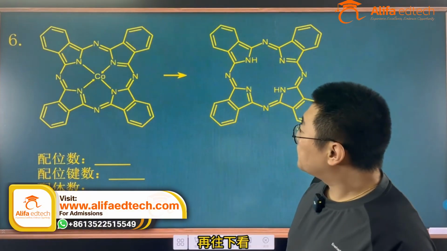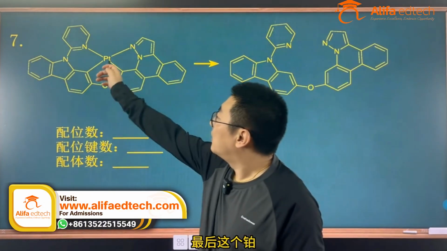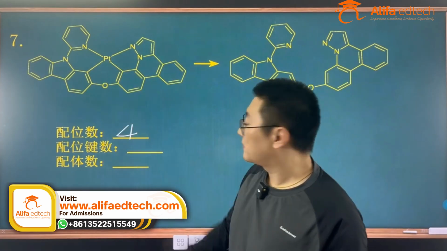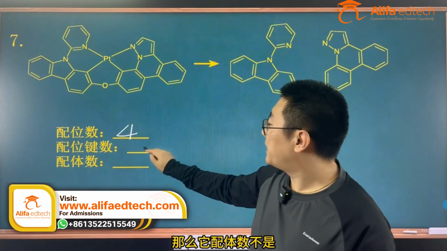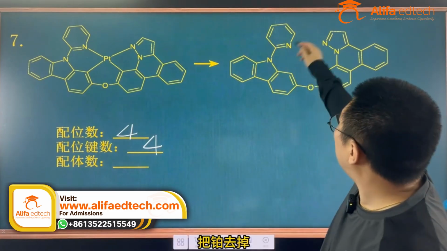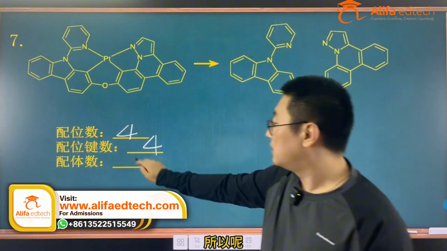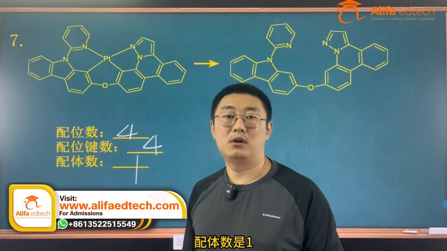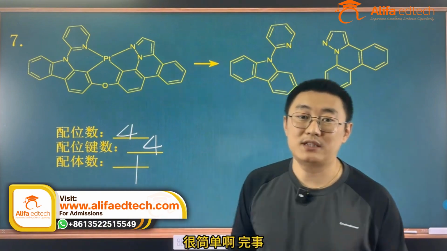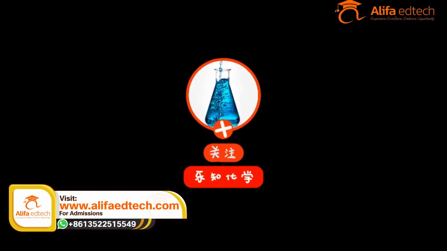Let's look at the last one. Silicon, the central atom, with 4 pieces. Coordination number is 4. Its coordination bond count is also 4. What about ligand number? Remove silicon, you see it's still 1. Ligand number is 1. Can you distinguish now? Very simple. That's it.